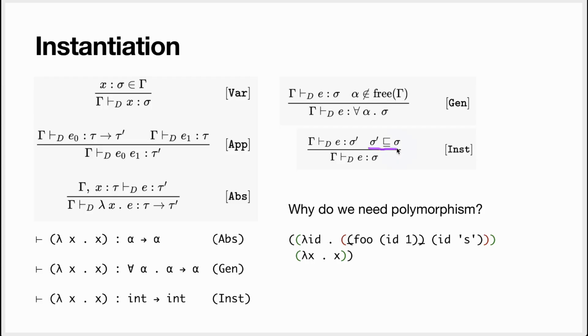So this notation here means sigma is more specific than sigma prime. It's a bit confusing because it looks like set inclusion, and the way I like to think of it is as a set of constraints. So the set of constraints of sigma is bigger than the set of constraints of sigma prime because sigma is more specific. So sigma includes all the constraints that sigma prime does. In practice, all you need to remember is that we use the instantiation rule to go from a polymorphic type into a specific type. And with that, we'll be able to instantiate here to an int type function and here to a string type function. And then we can actually use the application.